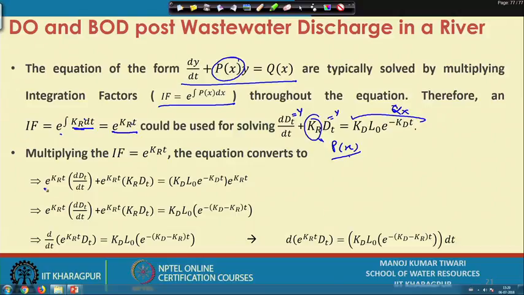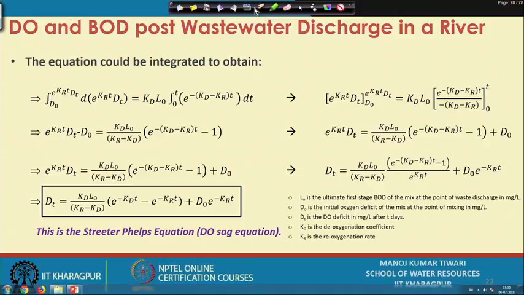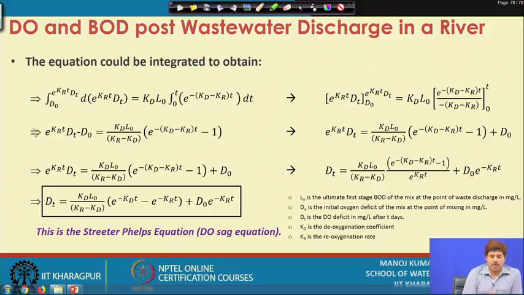Now, if we multiply this integrating factor e to the power kr t on all the terms, what we get is this, which we can simplify like this. This is a simple multiplication. We have e to the power minus kd t and e to the power plus kr t, so it becomes minus kd minus kr into t. And this side, in the concept of the integrating factor, will change to this form, and then we get our equation like this. This is an integrable equation, so we can integrate it further, and then the equation converts to this, which is a known equation.